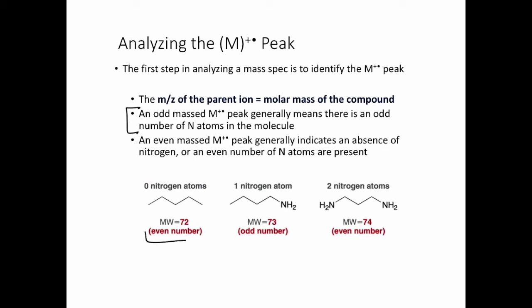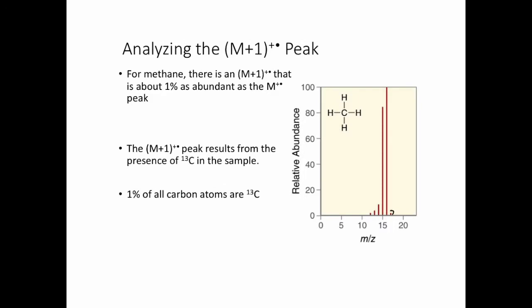So for example, pentane has a molecular weight of 72, which is an even number. However, if we replace one of the carbons with a single nitrogen, we get an odd number for the molecular weight. However, if we add 2 nitrogens, we're back to an even number. Now I mentioned that there's this little teeny peak to the right of the molecular ion peak. So what is that from? This is called the M+1 peak.